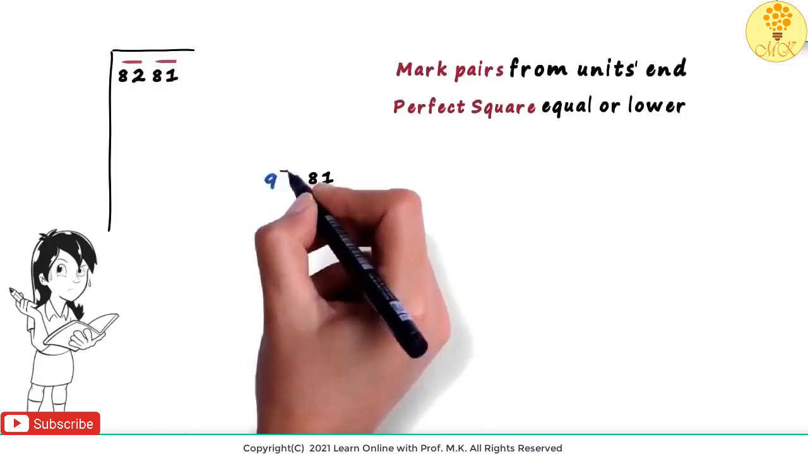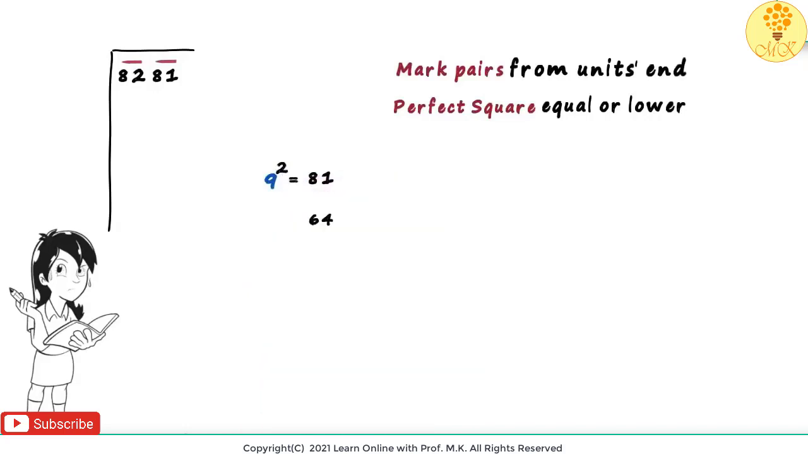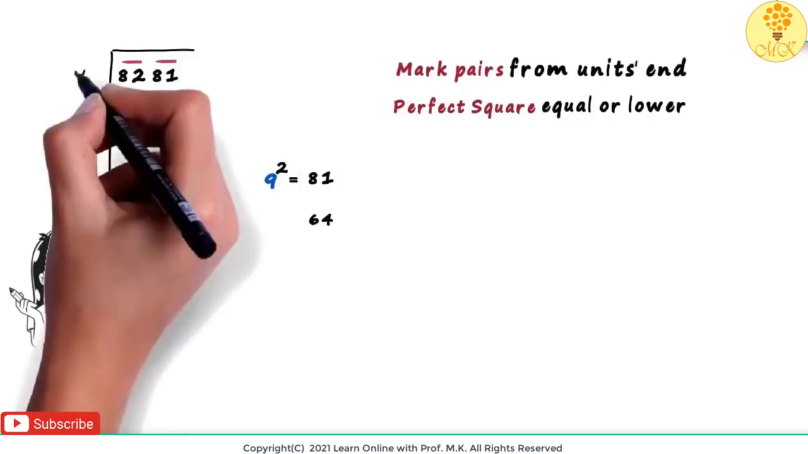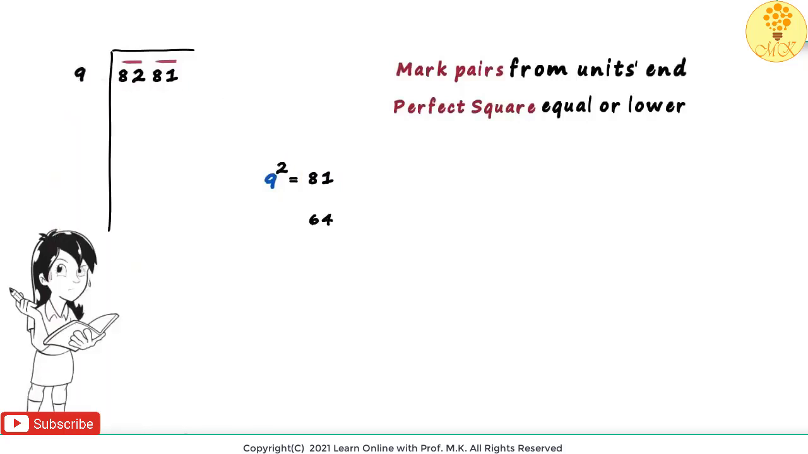We know that 9 squared equals 81. We just found out the most crucial number. It's the number 9. 9 is basically the square root of the closest perfect square. We write the number 9 here to the left of the number. This was actually the most important step of the long division process, to find the first number.